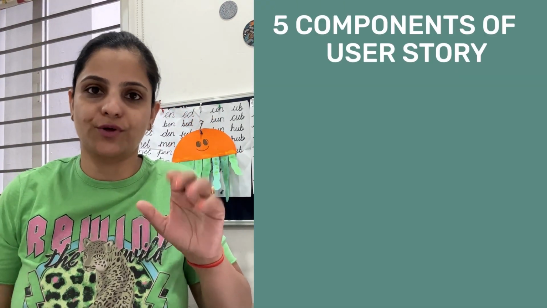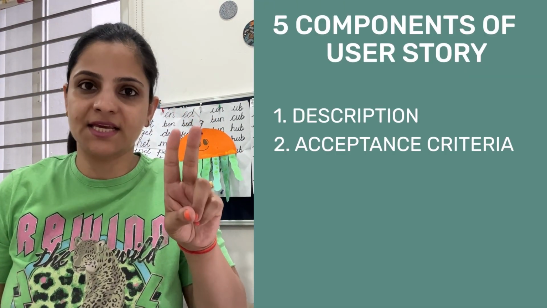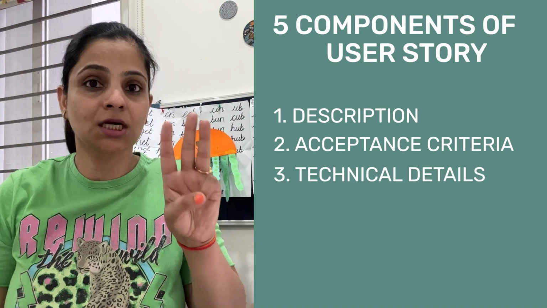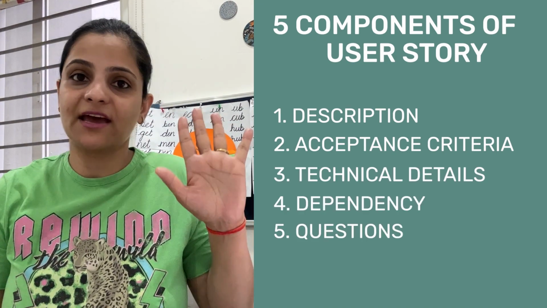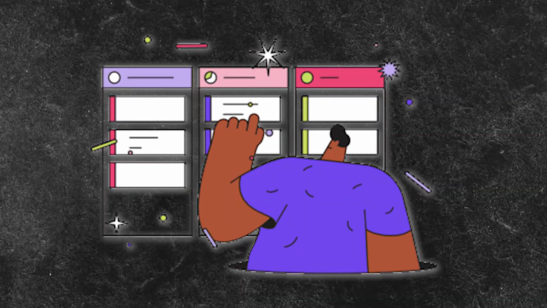Now, here are the 5 components of a user story. First, the description. Second, the acceptance criteria. Third, the technical details. Fourth, dependencies. And fifth, the questions. So if your user story contains all these 5 components, I think you are well covered. You have done a very good job as a product manager in defining a user story for the engineering team to work on.